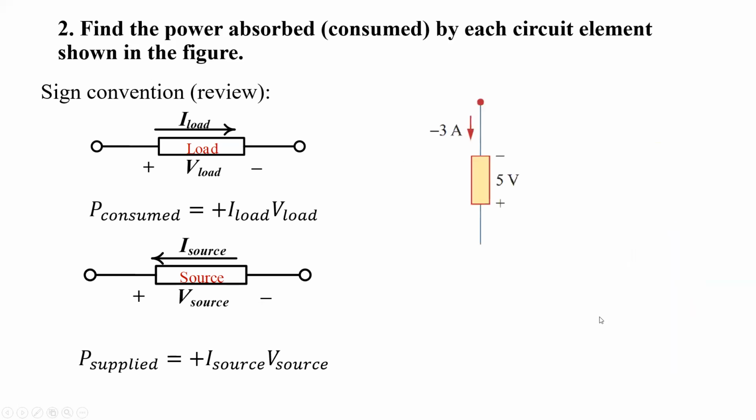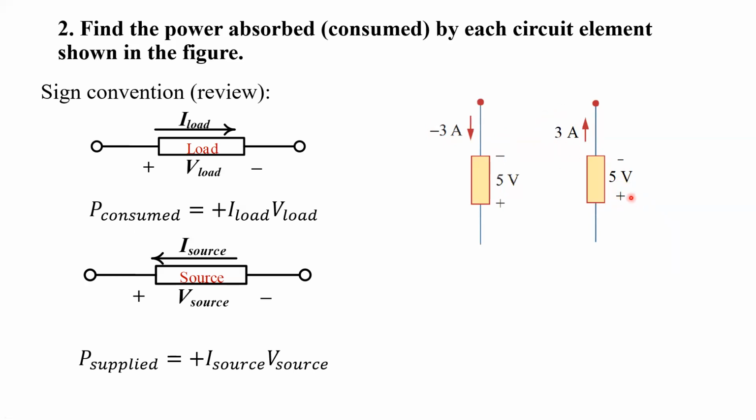So let's see the third problem. We're given this element. First of all, we can redraw this like this. These both are the same. Here what we did is we simply changed the direction of current. When you change the direction of current, its sign will also be reversed. So now we can analyze this.